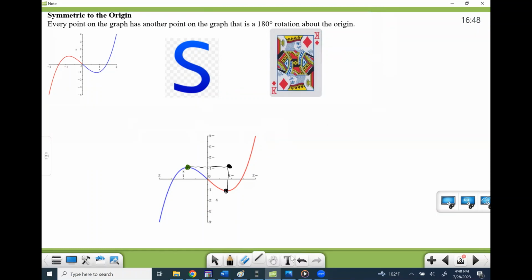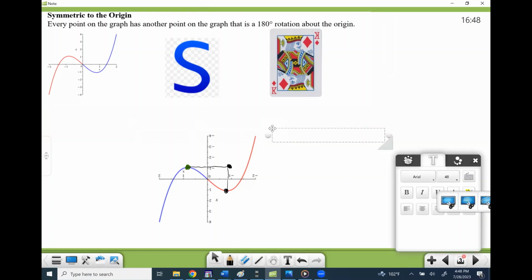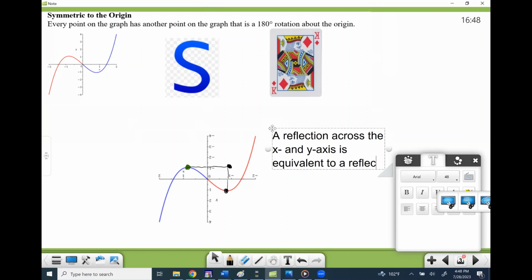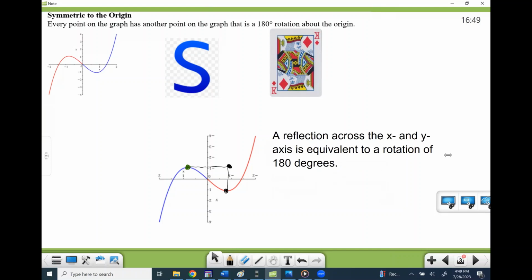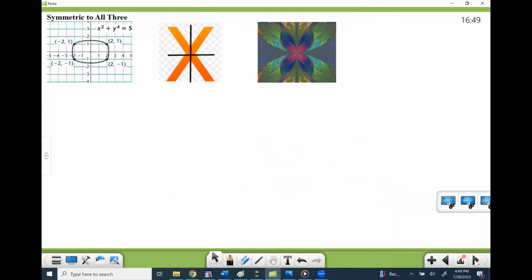Okay. I'm going to type out, because we might use this later, that a reflection across the X and Y axis is equivalent to a rotation 180 degrees. So this new word, symmetric to the origin, means 180-degree rotation about the origin.